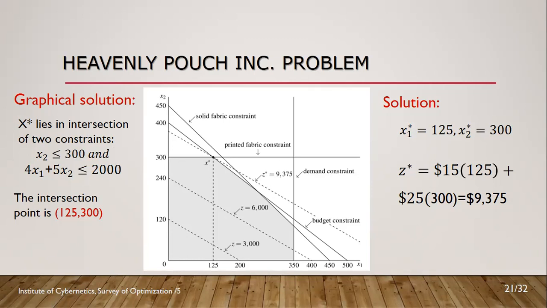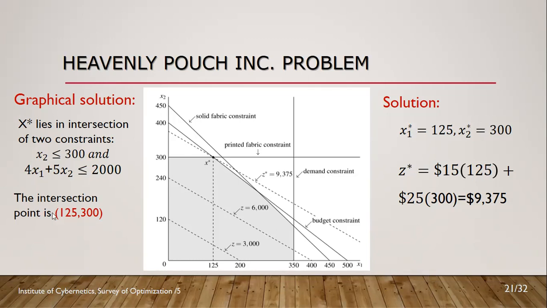Now we just need to find the coordinates for x asterisk. We see that this point lies on the intersection of the printed fabric constraint and the budget constraint. So we write them as a system of equations. Here, instead of less than or equal, we can use equations. After solving the system, you find that the intersection point is 125, 300.